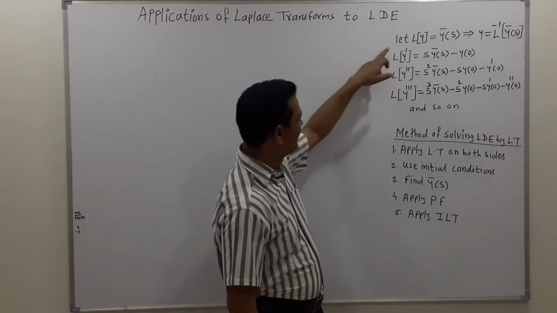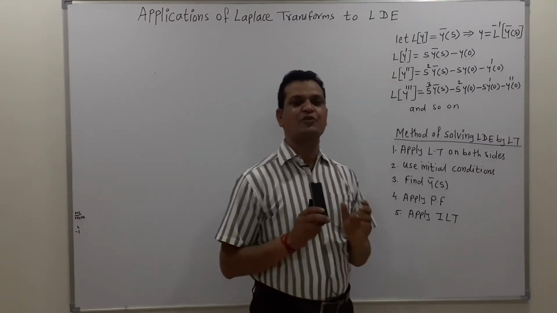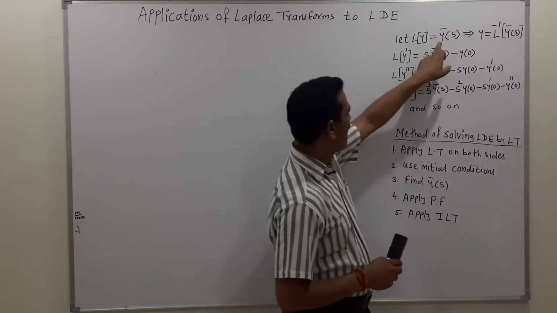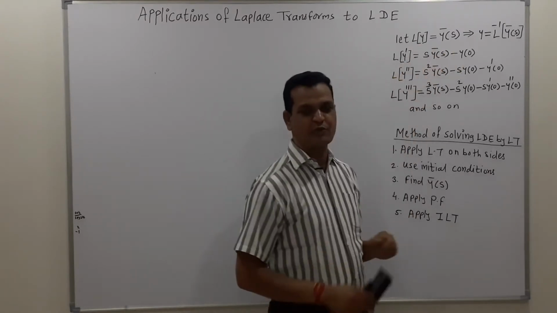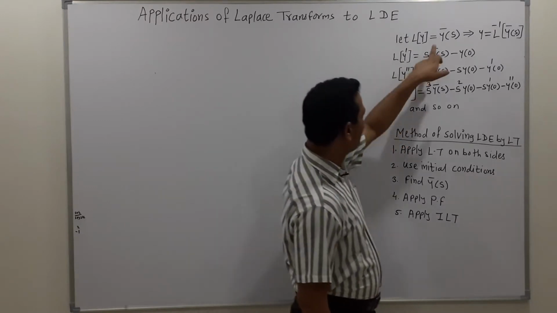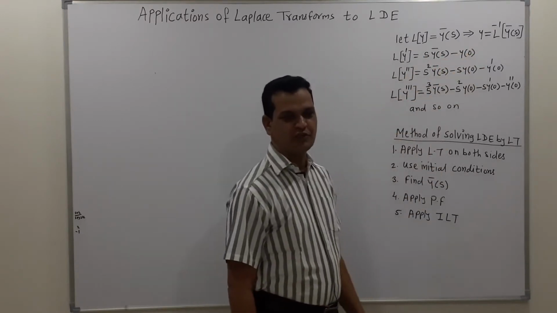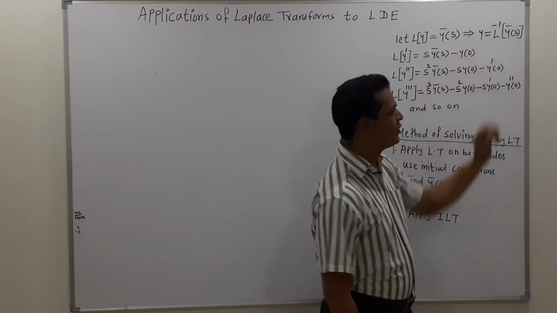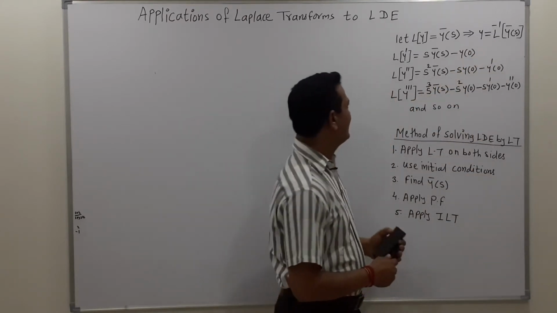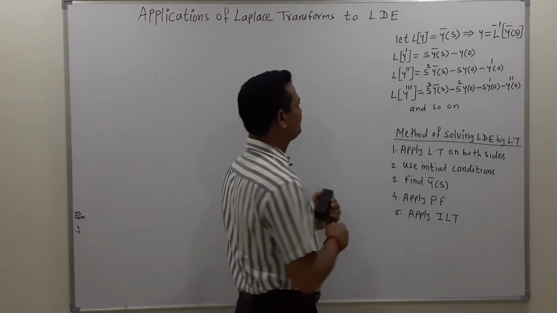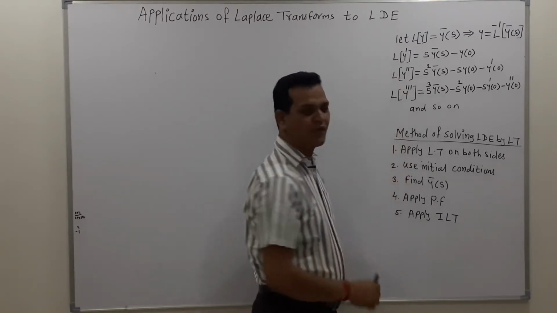The first result is that if we denote the Laplace transformation of y by y bar of s, this is the notation to denote the Laplace transformation of y. Then if we take the inverse Laplace transformation, we get y is equal to inverse Laplace transformation of y bar of s. Then the second result was the Laplace transformation of y dash.